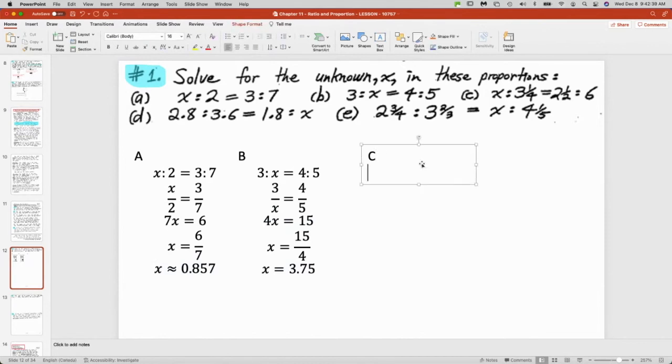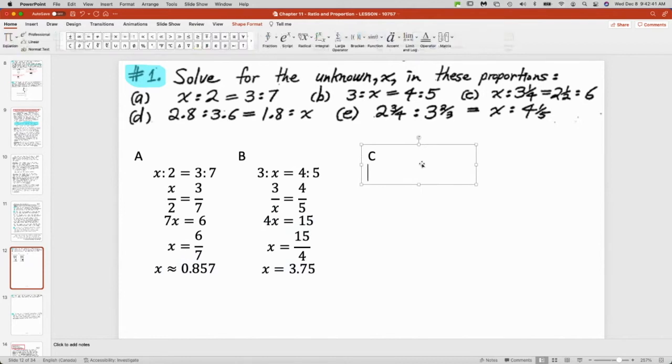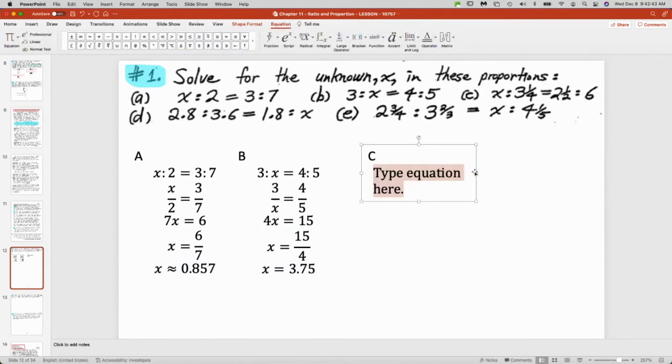There's an extra layer of challenge in the next question because we have ratios involving fractions. So let me just copy this down and then we'll discuss together. Okay, what are your thoughts on this question? How would you deal with this question with these fractions? Any suggestions?